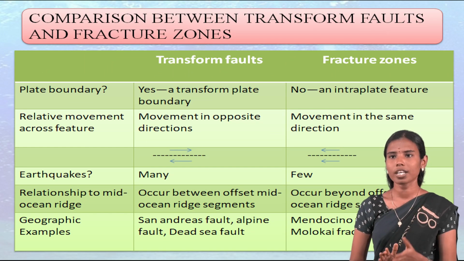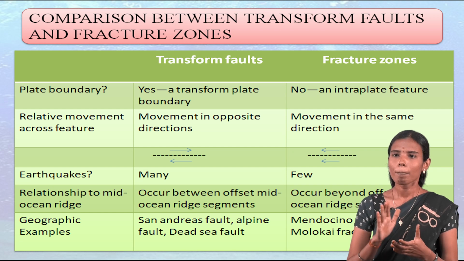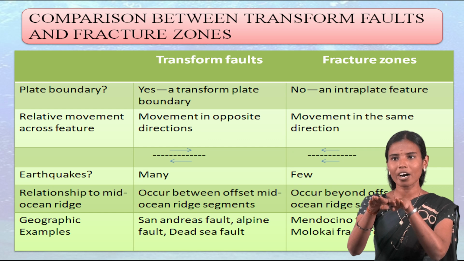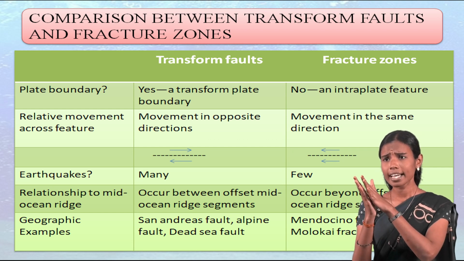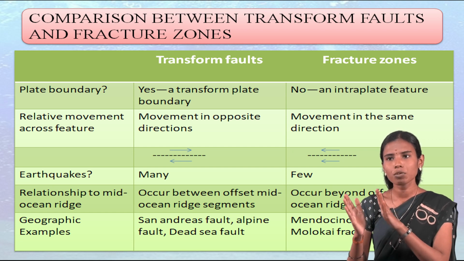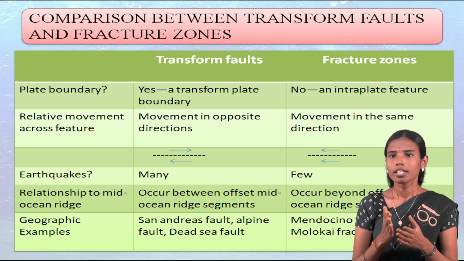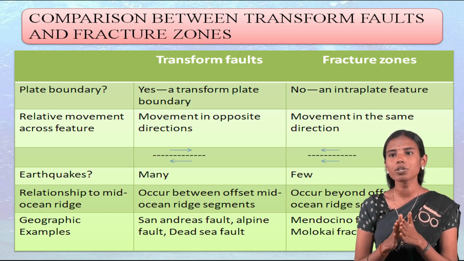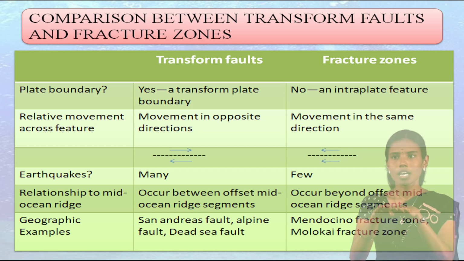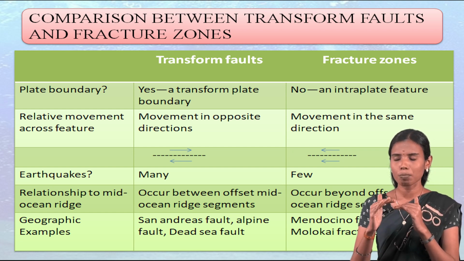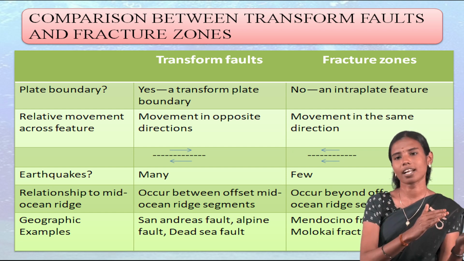In case of plate boundary, the transform fault has a plate boundary, that is a transform plate boundary, in which two plates slide past each other. But in the case of fracture zone, it's an intra-plate feature, that is, no plate movements act on these zones. Second one is the relative movement across the feature. The movement is opposite in direction like this, but in the fracture zone, the movement is in the same direction. If it is north, both sides move in the same direction.